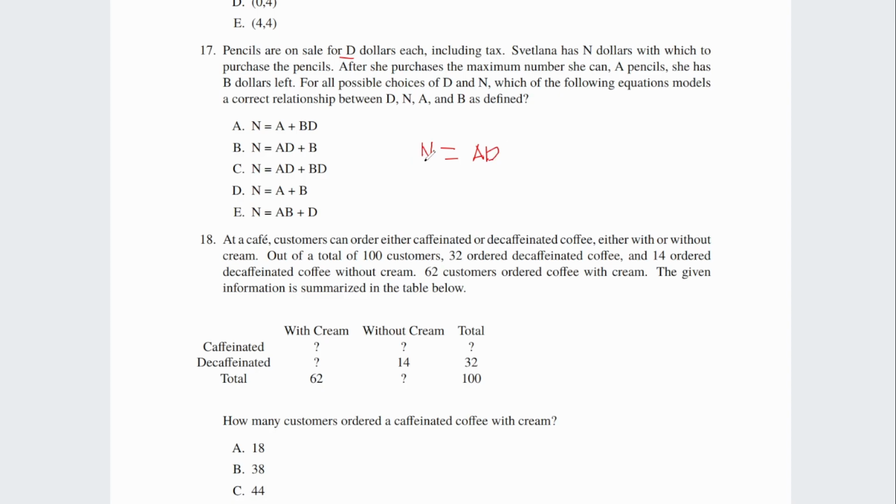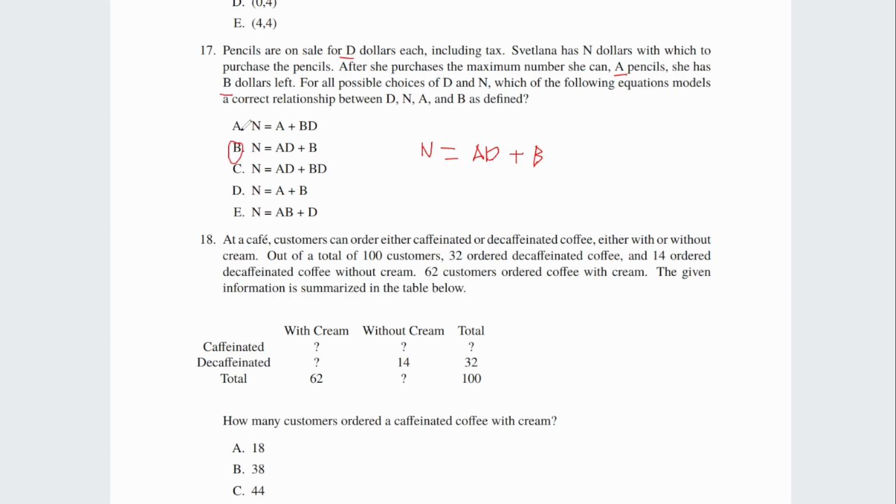N is the total dollars she has, which is going to equal the total number of dollars that she spends on pencils plus whatever is left. And the total number of dollars of pencils that she has is A, the number of pencils that she can buy, times D, the price of those pencils. So A times D plus whatever she has left. She has B dollars left, so AD plus B, which is answer choice B.